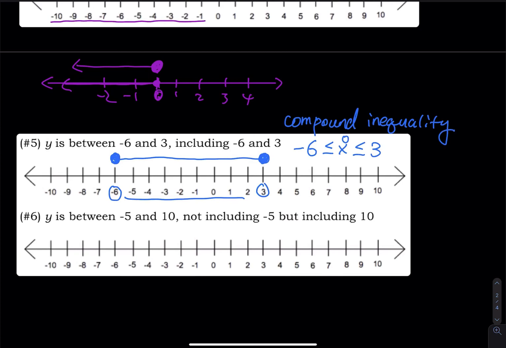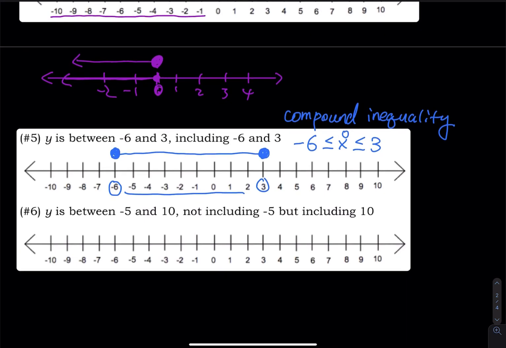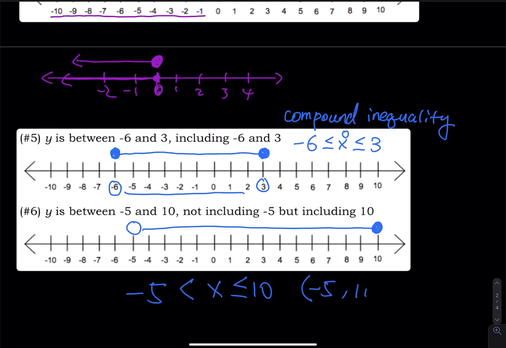And then the last one is between -5 and 10, not including -5, but including 10. So no -5, but including 10. So we have -5 less than x, because open circle, right? Then less than or equal to 10, a solid circle. And then the interval: parenthesis for open circle, square bracket for solid circle. And then the one above that, solid circle, square bracket for both. Remember, small number on the left, big number on the right.